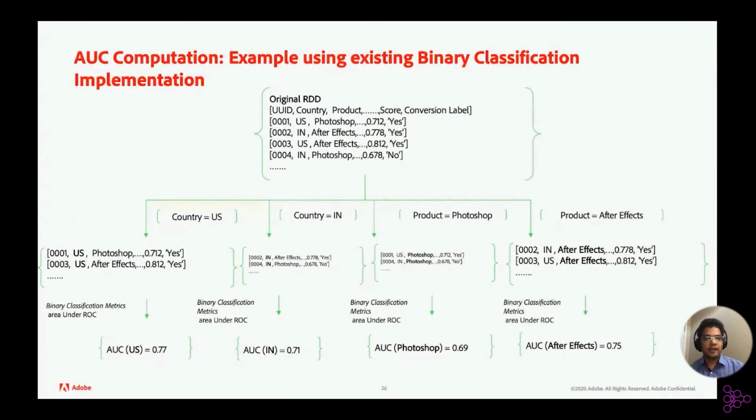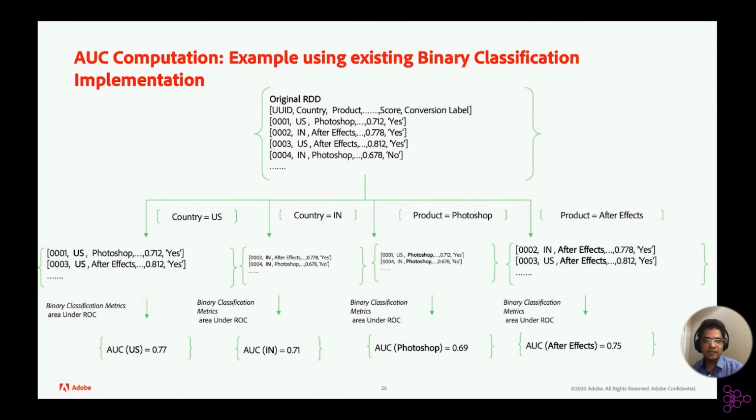Okay, so a picture is worth 1,000 words. So let me take a concrete example. This is the sample RDD. You can see that in each row, there are certain columns like ID column, country, product, score, and conversion label. These are the minimum set of columns. And you can imagine the country and the product as slicing features. Each slicing feature has, let's say, two values: for country, US and India, and for product, Photoshop and After Effects.